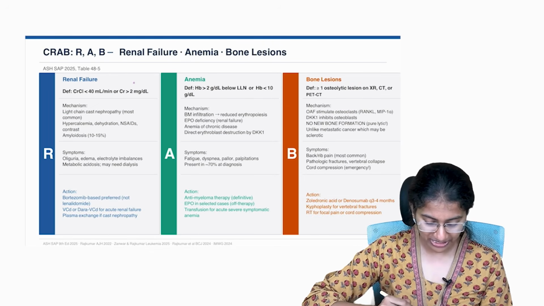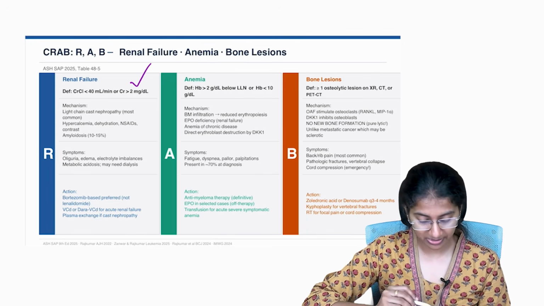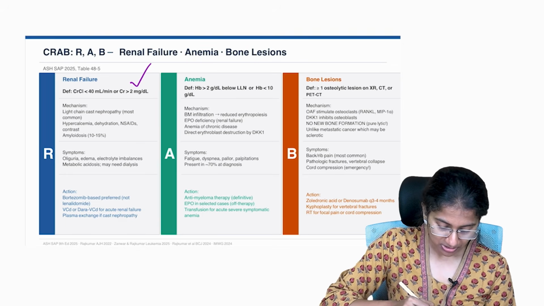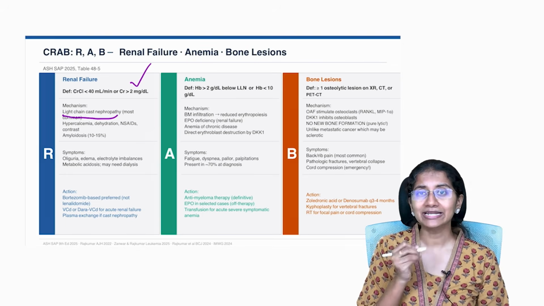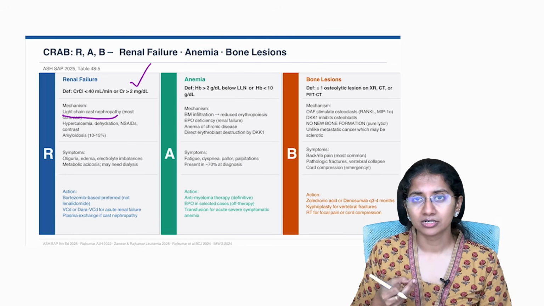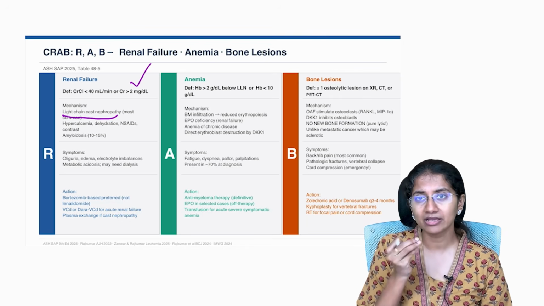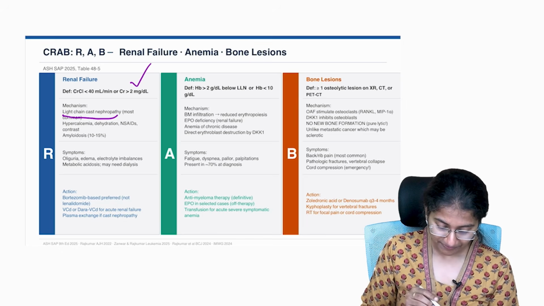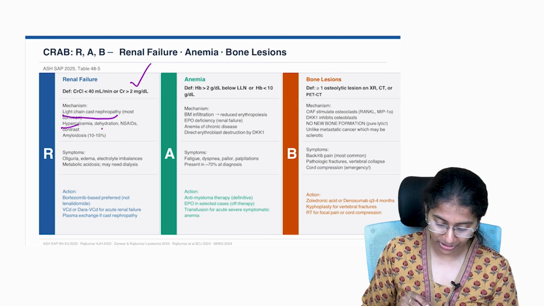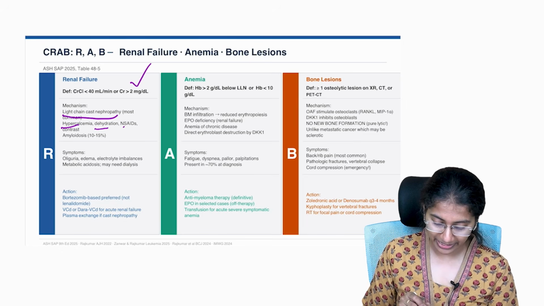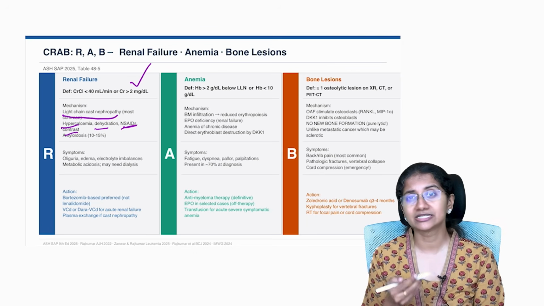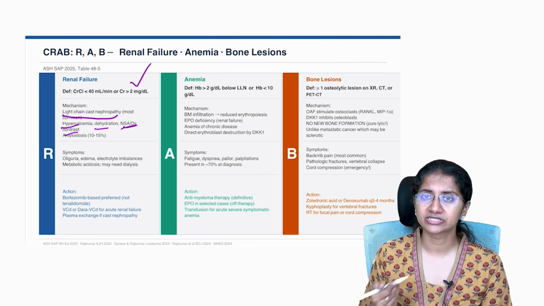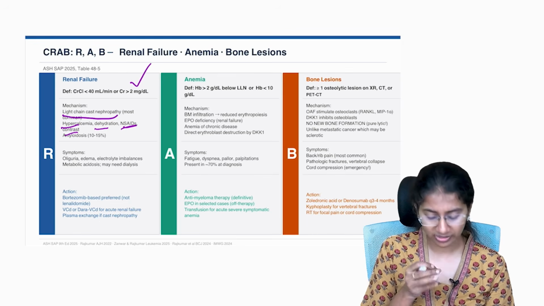So renal failure: creatinine more than 2 milligram per deciliter is the criteria. The mechanism is light chain cast nephropathy. The light chains are produced by the myeloma, they form casts in the renal tubules and give rise to nephropathy. Then the hypercalcemia also contributes to renal failure, along with dehydration, NSAIDs, or contrast, if we had given NSAIDs for back pain or contrast for multiple radiological investigations. So all this can contribute to renal failure.